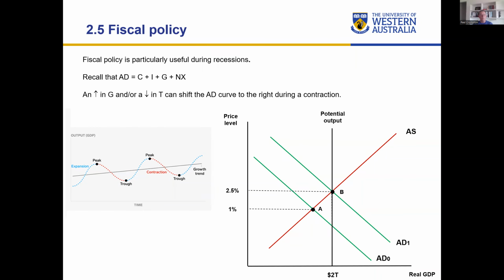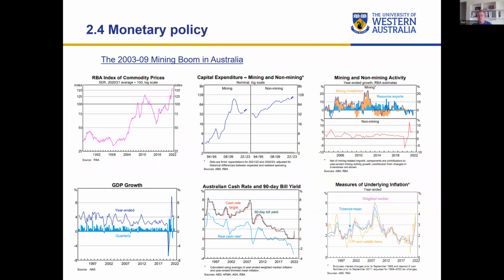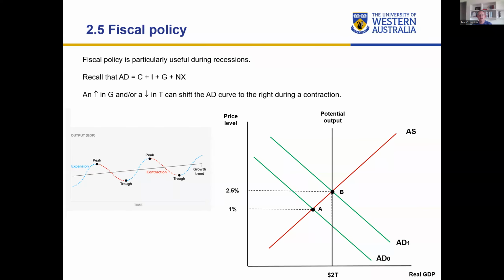Okay, so section 2.5, fiscal policy. So in the previous video, we had a look at monetary policy, and now we're having a look at fiscal policy. There is a third policy that governments have adopted in recent years. It's called quantitative easing, and that is all about printing money. We're going to explore the effects of that on the macroeconomy later on in the course.